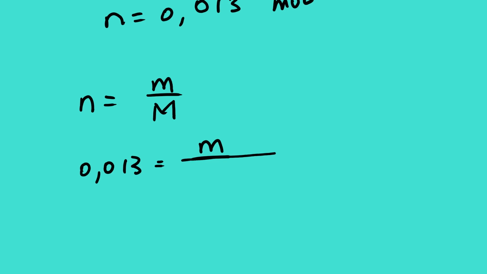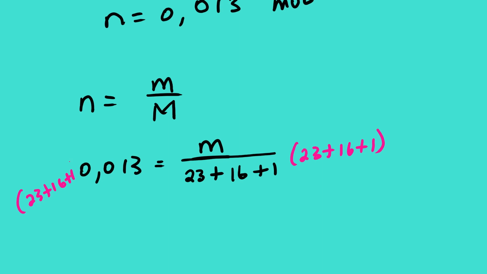Then from here we can use this equation. The molar mass of sodium is 23, plus oxygen, it's 16, and then hydrogen is 1. So we can just quickly multiply by these figures. Then this will get rid of this, and we are going to get our answer, which is 0.52 grams.